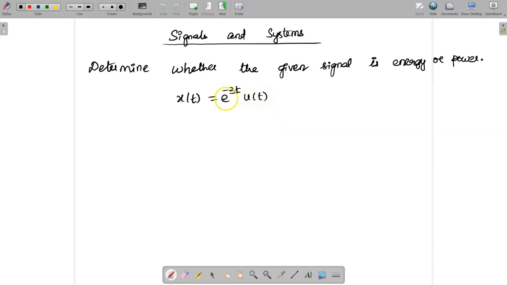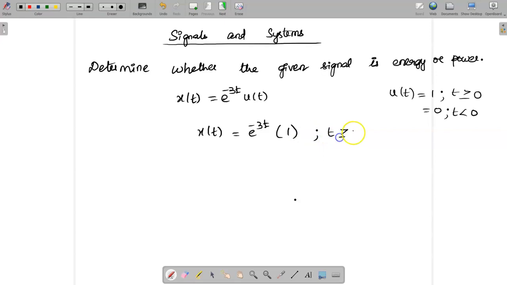So what is x of t? E power minus 3t into u of t, and we know that u of t is unit step signal. The value is 1 for t greater than or equal to 0, and it is 0 for t less than 0. So the expression x of t I can rewrite as e power minus 3t into 1, but it exists only for t greater than or equal to 0. So x of t is e power minus 3t. Why? Because e power minus 3t into 1 is e power minus 3t, and this value exists only for t greater than or equal to 0.